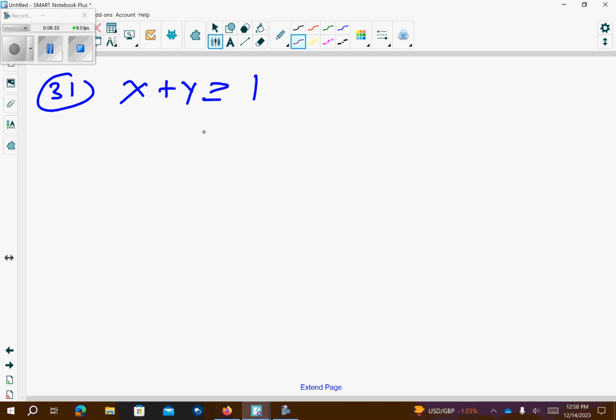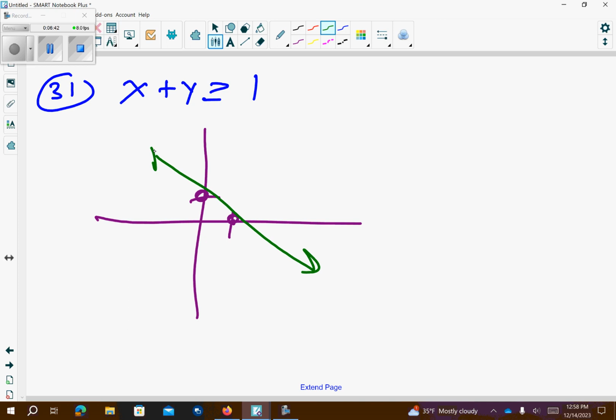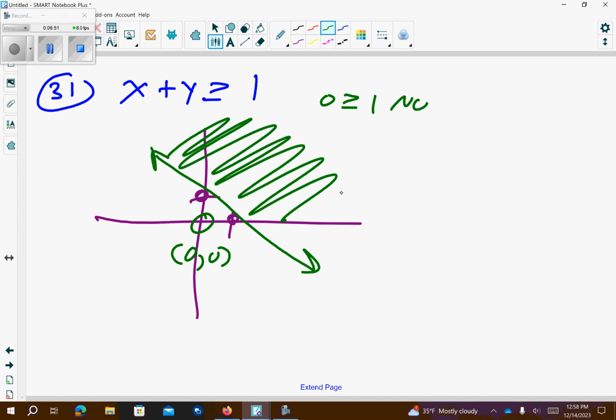31. So on this one, x and y, so you got 1 and 1 here and here. It's going to be a solid line because you have the equal sign. Try (0, 0). (0, 0) is underneath the line. So 0 plus 0 is 0, greater than 1? No. So shade the side that the (0, 0) is not on.